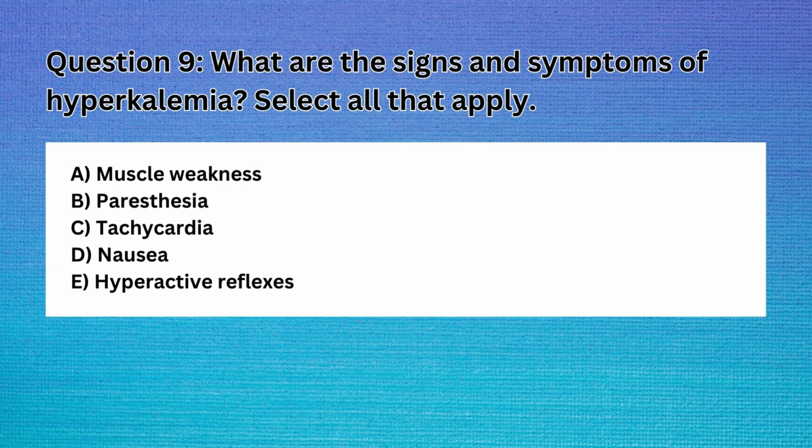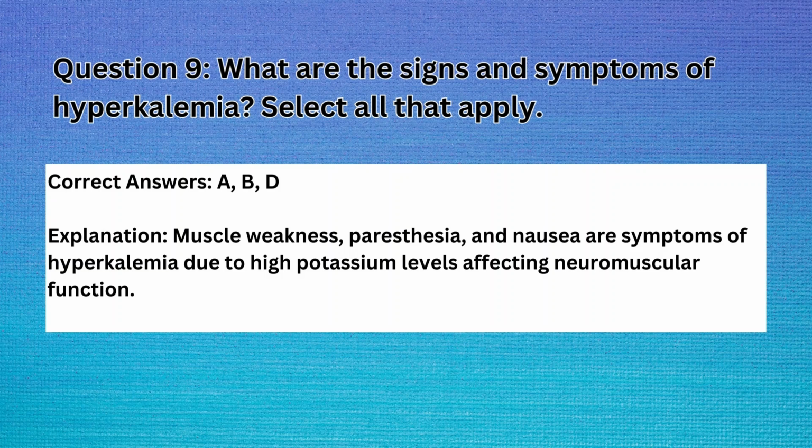Question 9. What are the signs and symptoms of hyperkalemia? Select all that apply. A. Muscle weakness. B. Paresthesia. C. Tachycardia. D. Nausea. E. Hyperactive reflexes. Correct answers: A, B, D. Explanation: muscle weakness, paresthesia, and nausea are symptoms of hyperkalemia due to high potassium levels affecting neuromuscular function.